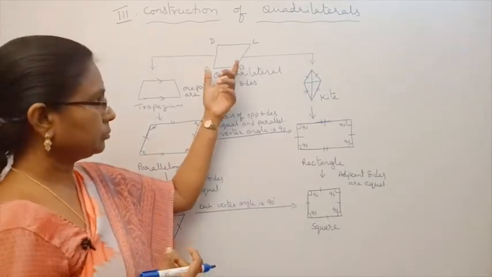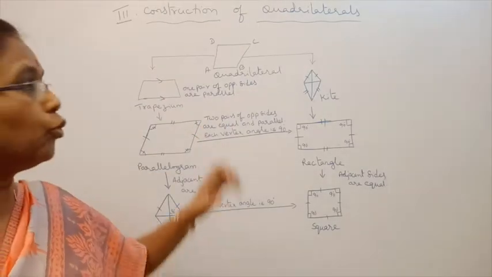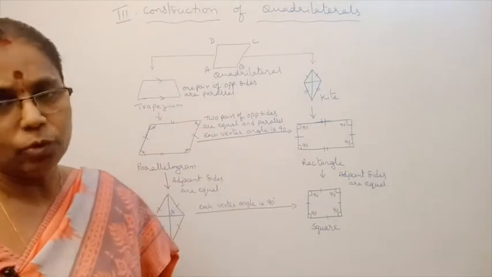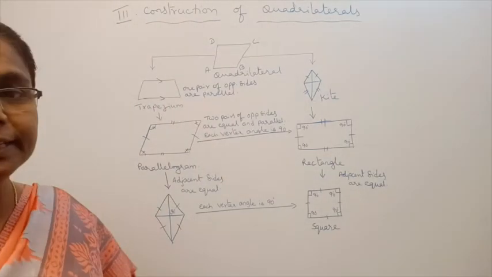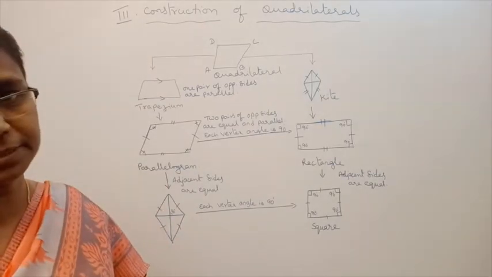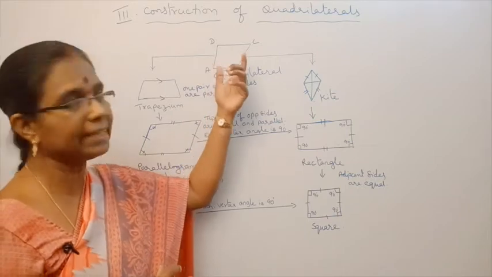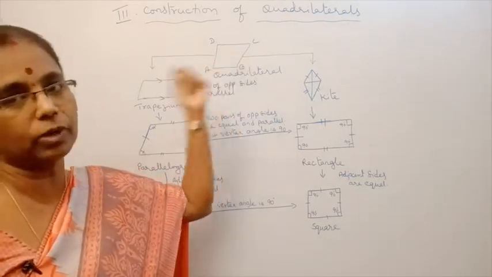Now, what is a quadrilateral? A quadrilateral is a four-sided polygon. What is a polygon? A polygon is a closed figure bounded by line segments. If you draw with four line segments, the polygon we call a quadrilateral.